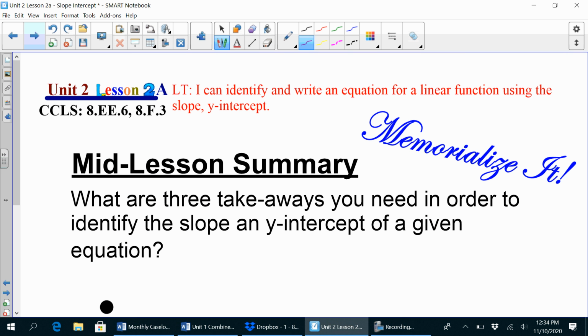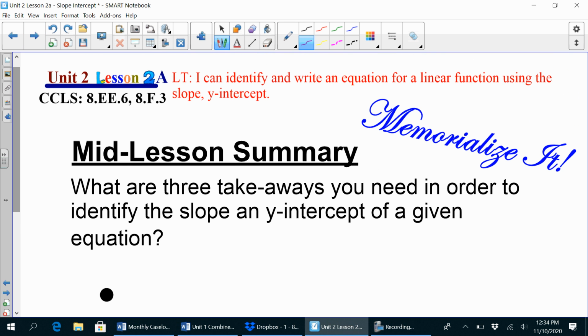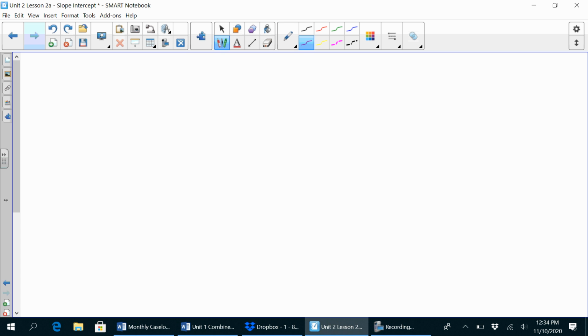Okay, and this is the mid-lesson summary. We're just going to pause here. We won't go over this together. Just what are 3 takeaways that you need in order to identify the slope and the y-intercept? So think about how we want it to be in the format of y equals mx plus b, how we want to get the y by itself, and you can elaborate on that and fill this out, or you can come back to this. Okay, and that's going to be all for this part of the lesson.